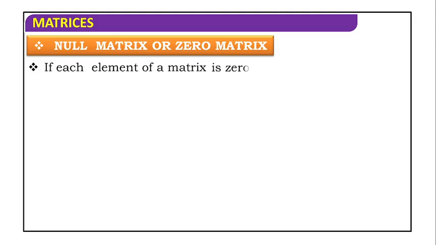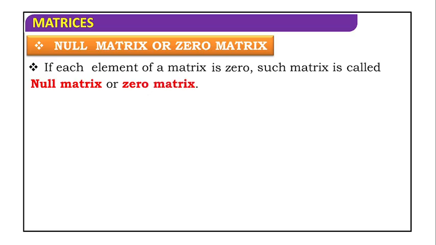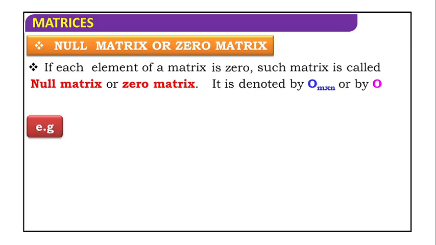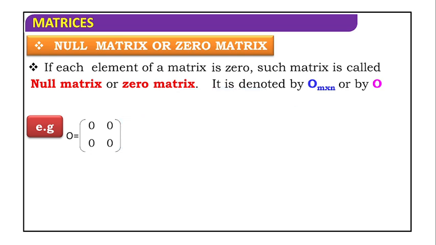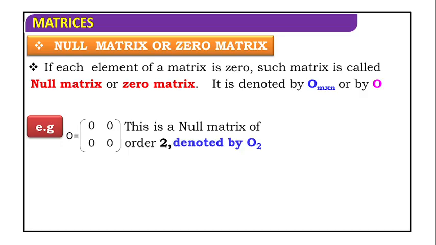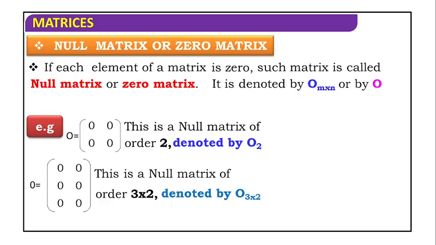If each element of a matrix is 0, then the matrix is said to be a null matrix or zero matrix, denoted by 0 of order m cross n. For example, 0, 0, 0, 0. Here all the elements are 0, so the matrix is said to be a null matrix, denoted by O2 with order 2. Another example is a null matrix with order 3 cross 2.